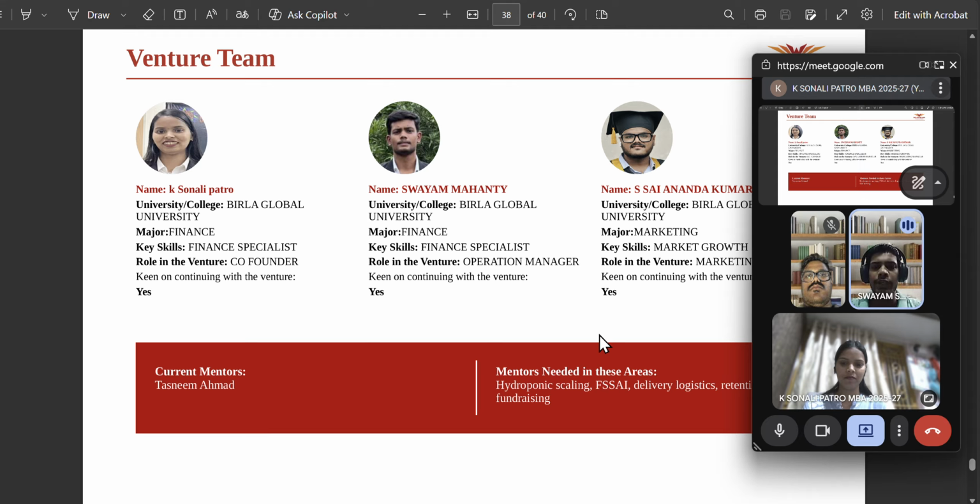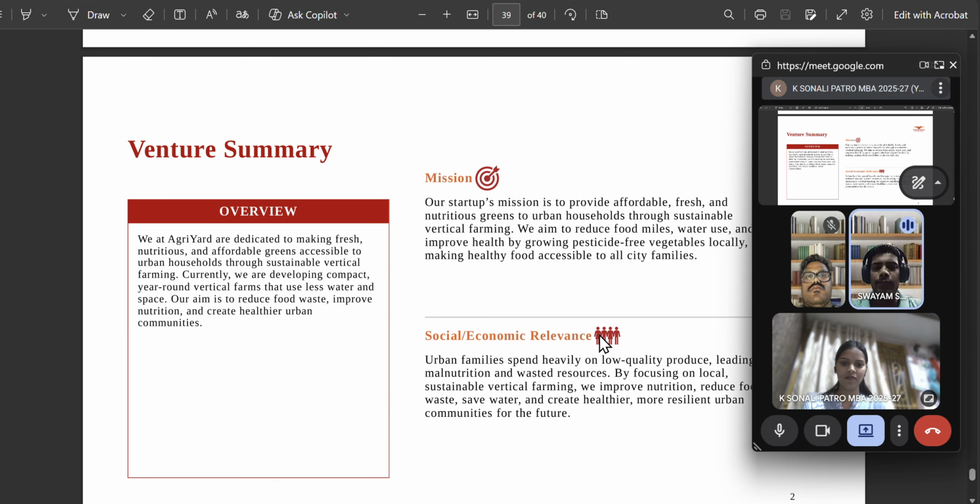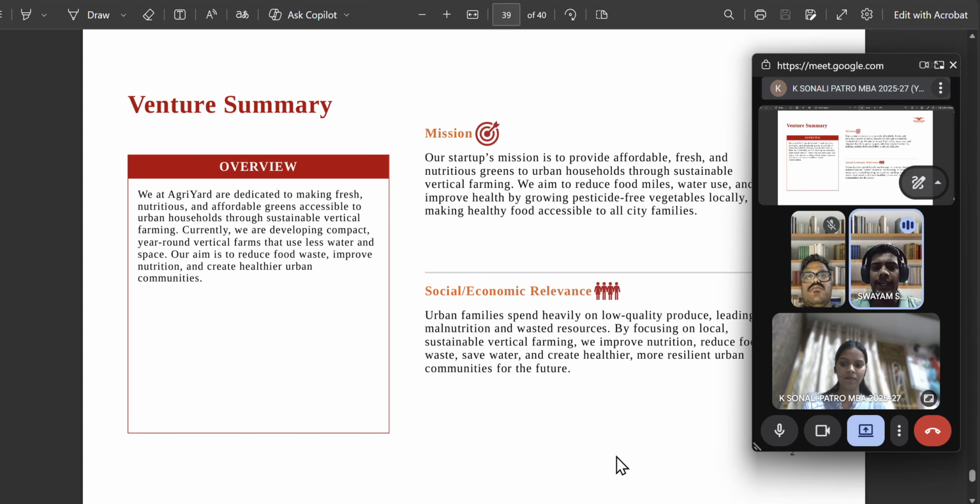Now moving to the next slide, which covers our mission. At AgriYard, our mission is simple but impactful. We plan to provide fresh, affordable, and pesticide-free greens to urban households using sustainable vertical farming. We aim to reduce food waste, save water, improve urban nutrition and build healthier communities. This is not just a business; it's a social impact-driven venture. Now, the final slide.